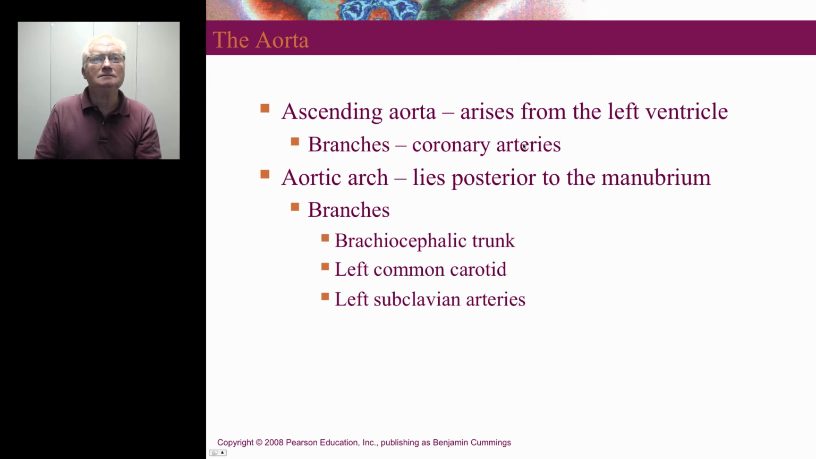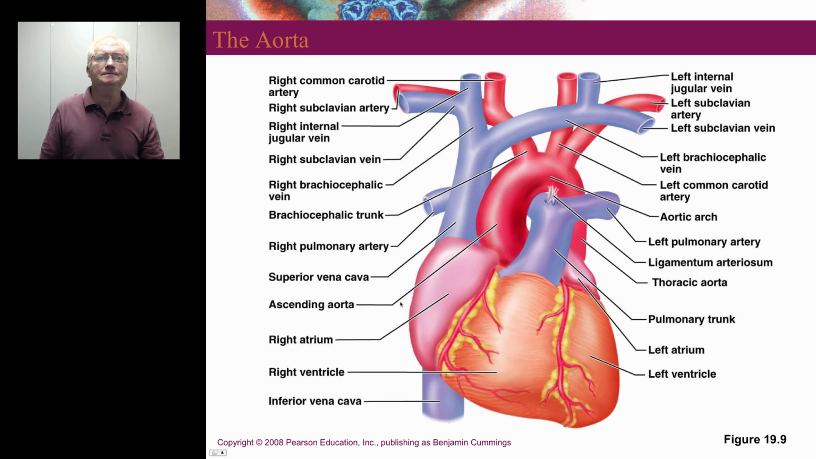Okay. Let's go back over all these, a little bit of review. I've told you essentially all of these facts already. The ascending aorta arises from the left ventricle. Its first small branches are the coronary arteries that supply the heart. And then the aortic arch branches into the brachiocephalic trunk, the left common carotid, and the left subclavian arteries.